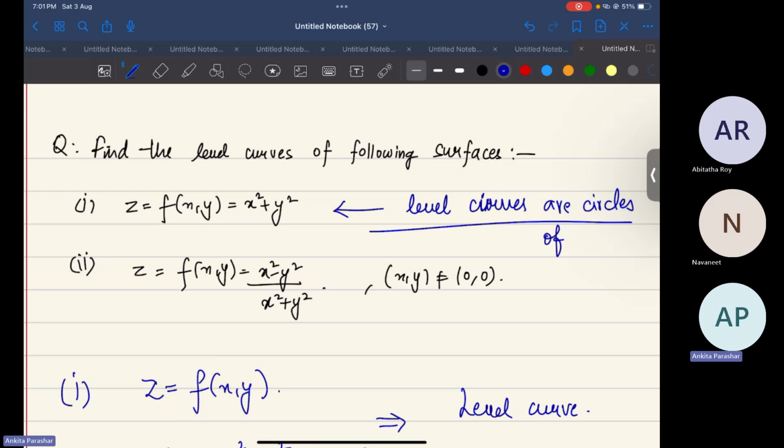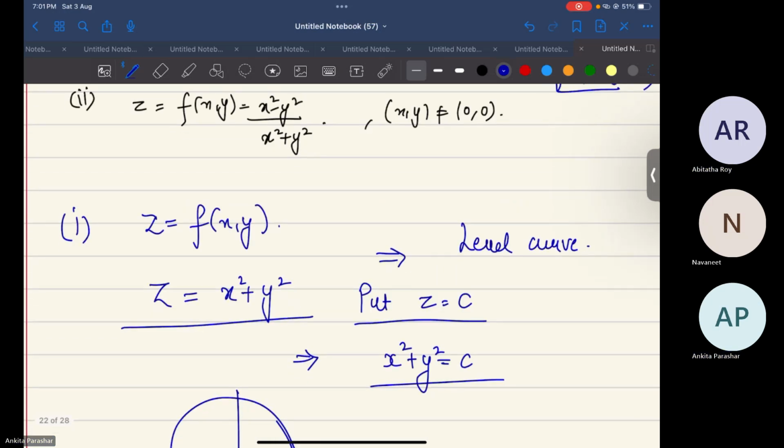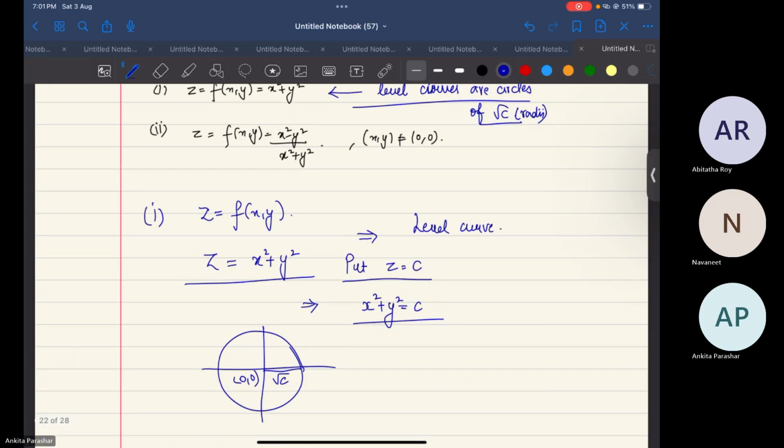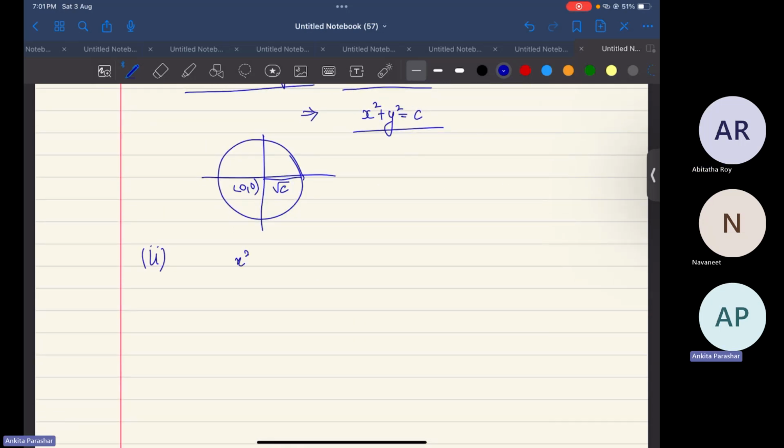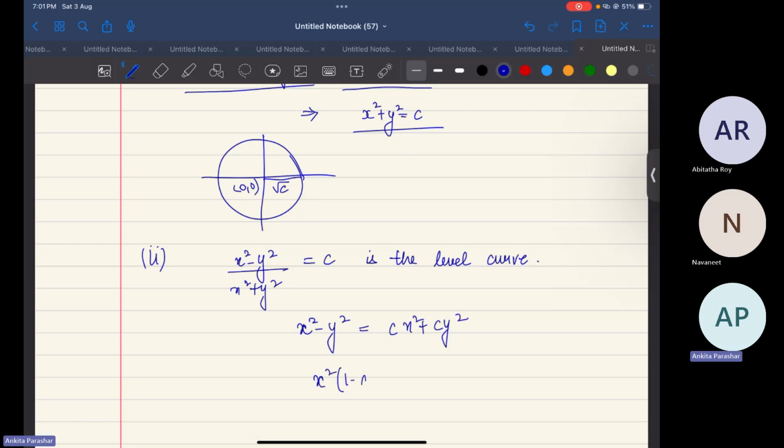For the second part, I think it's not direct, but it can be done. Just keep writing. x square minus y square by x square is c is the level curve. Directly we cannot leave it. We have to tell what the geometrical meaning is. So x square minus y square is c times x square plus c times y square. x square into 1 minus c plus y square into 1 plus c is 0.